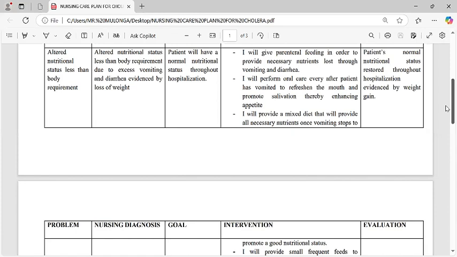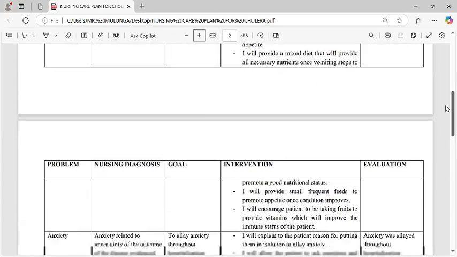Then from there, we also have another point, which is: I will provide a mixed diet that will provide all necessary nutrients once vomiting stops to promote a good nutritional status. So this is another point where you say I will provide a mixed diet or a balanced diet. A balanced diet is a better term, but mixed diet is also okay, so that it can help the patient to have all the nutrients that they have lost once the vomiting stops.